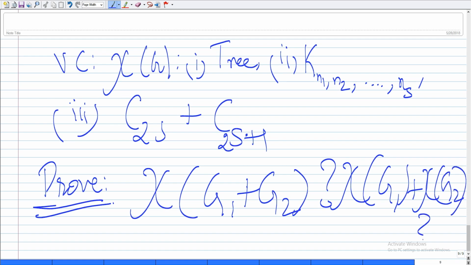How are they related? Chi of G1 plus G2 and chi of G1 plus chi of G2. Is it less than, greater than, or equal to? So think about these questions. Next we will go into edge coloring.